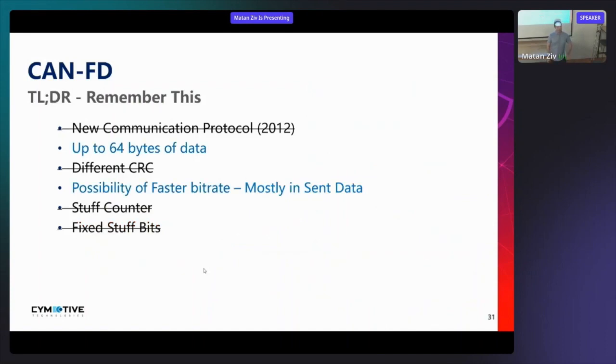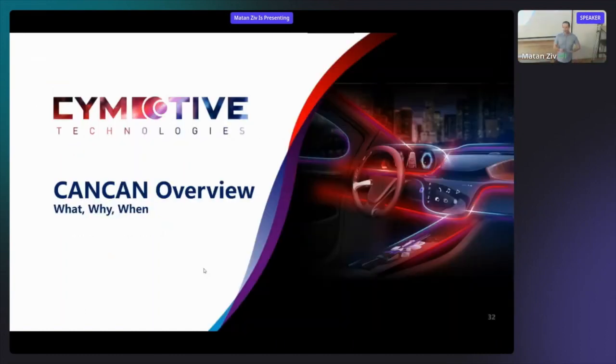So what is important to remember here? CANFD supports up to 64 bytes of data, and there is this possibility of a faster bitrate. So now, when all of us are experts on both CANFD and CAN bus, we can move on to what actually CANCAN is.